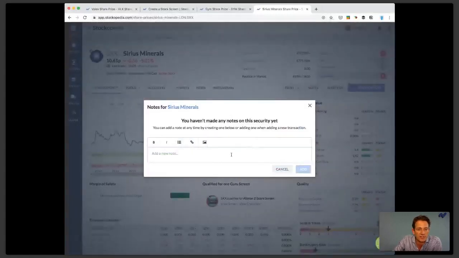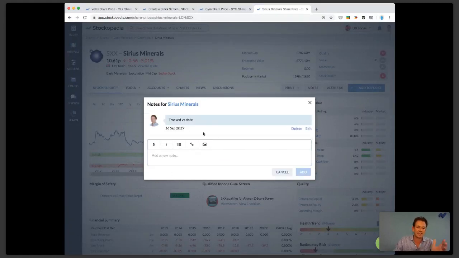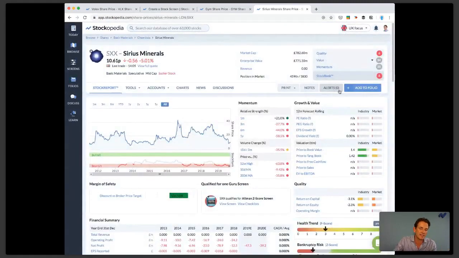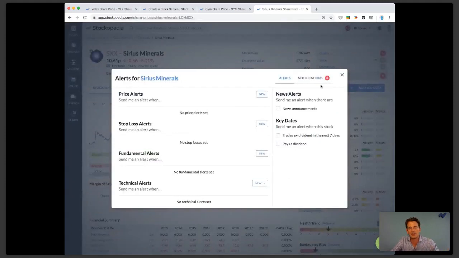So there we go. Now, I've had a look at a couple of stocks. I wanted to just share a couple of things that you might not know you can do. You can store notes on StockReports. They get tracked versus date, so you can add a note and it will slot in with the date on there. You can also set alerts. The alerts are much upgraded in this new version of the site.